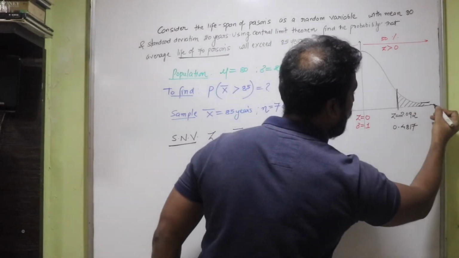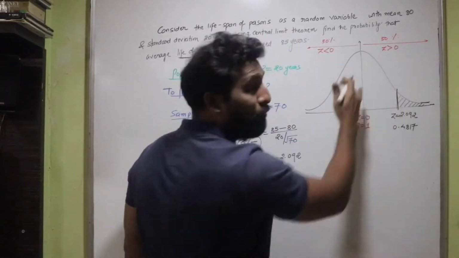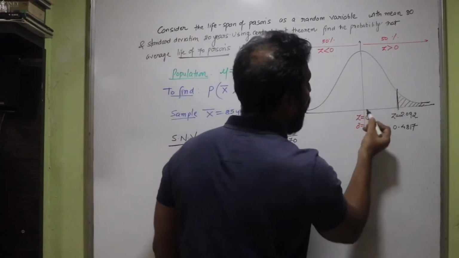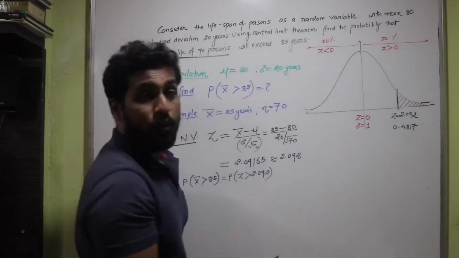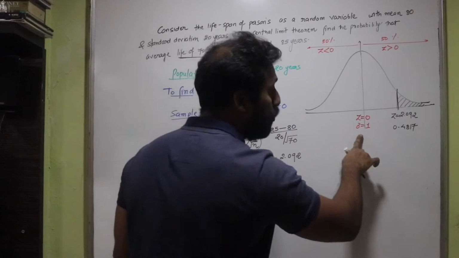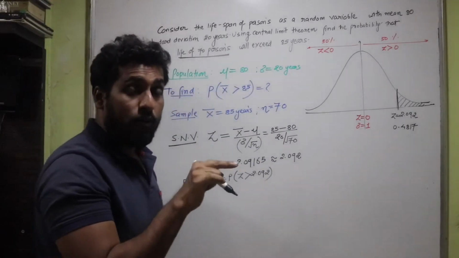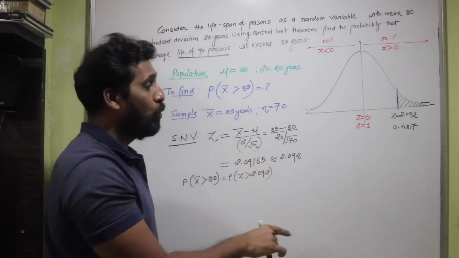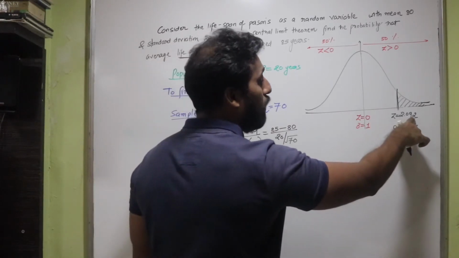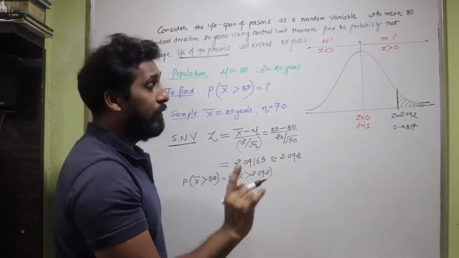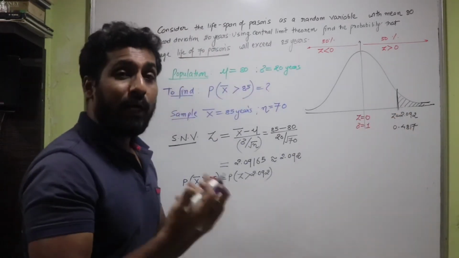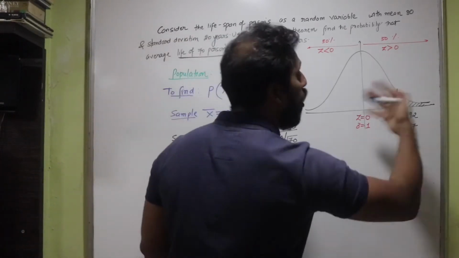Now I want you to understand that from Z equal to 0 till the last part of the curve, the entire value is 50%, and the table will always give me the value from Z equal to 0 up to the particular value of Z which is asked or given to us. So the value given was Z equal to 2.092. That means the table will give us all the values starting from 0 up to 2.092. But my question demands the values which are beyond 2.092.